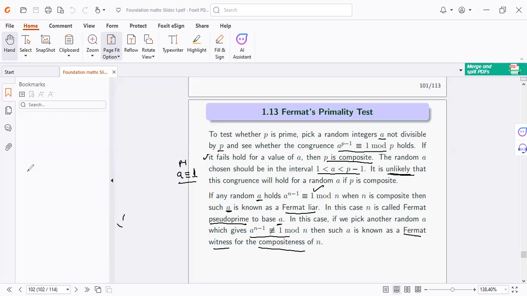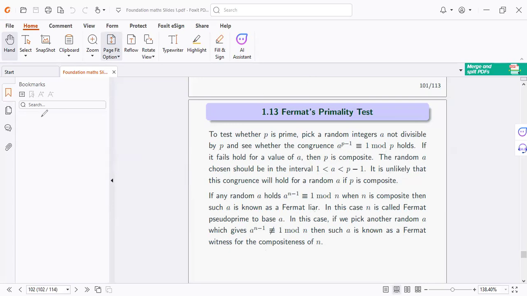But I've said that such instances, where we have a number lying to us, are very minimal, but they happen. That is why I said, if you get this, it only says that P is likely to be prime, but it's not a sure test that it's a prime number. So for you to be sure that it's a prime number, you have to test all the numbers less than P.